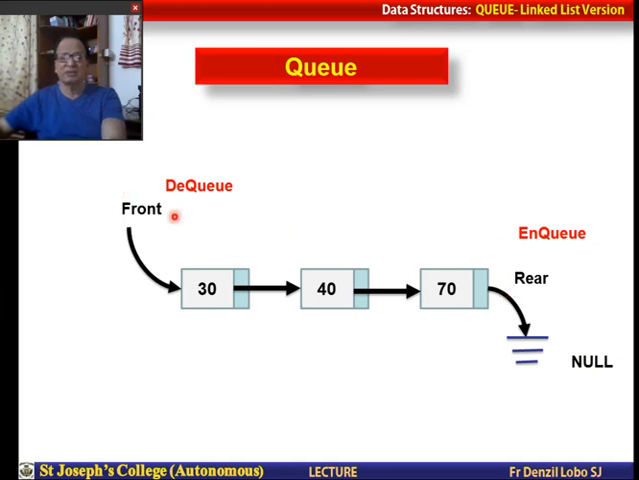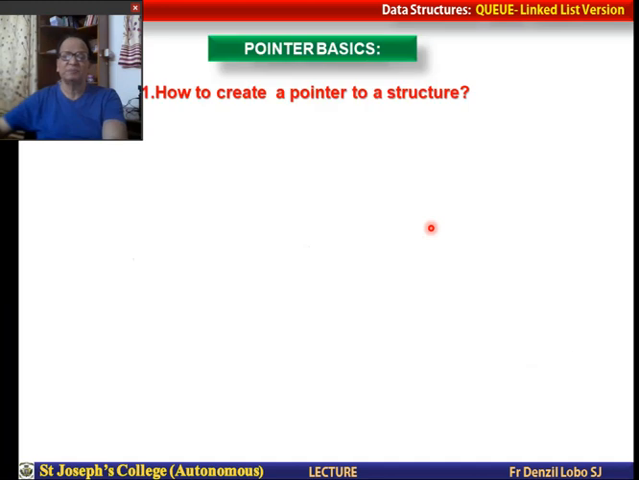As you see, this is the front, this is the rear, and we add items at the end, the rear of the queue. And as I said, the items are removed from the front of the queue. So we remove this item and make the next item the front of the queue. So this is the procedure we are going to follow in connection with the queue.